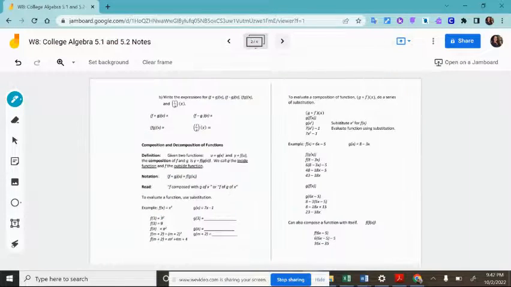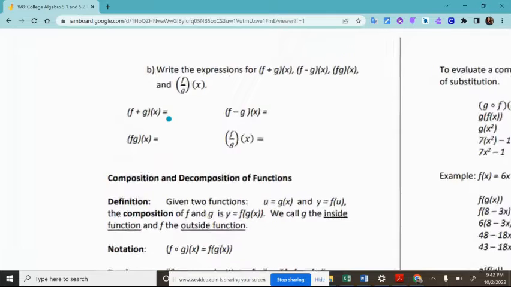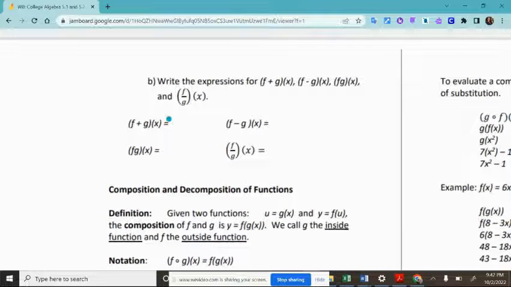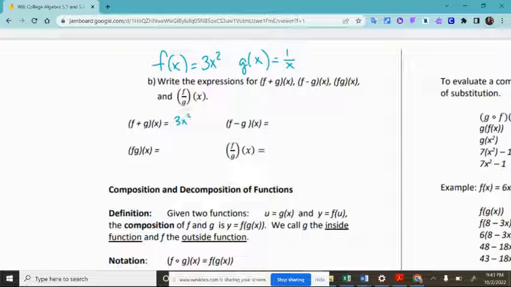All right. It says write the expressions for all of those, assuming still that f of x is 3x squared and g of x is still 1 over x. Write the expressions for f plus g. Okay, well, f plus g. Done. That's cute. Easy. F minus g. Okay, done.